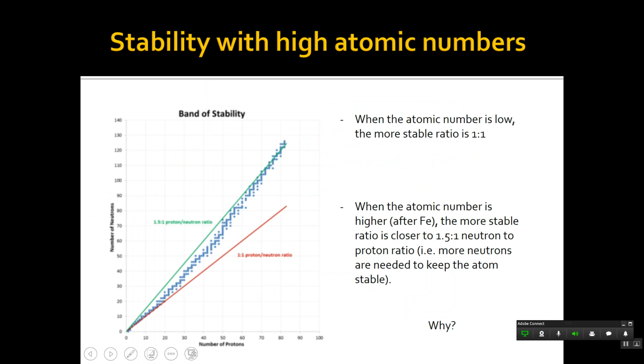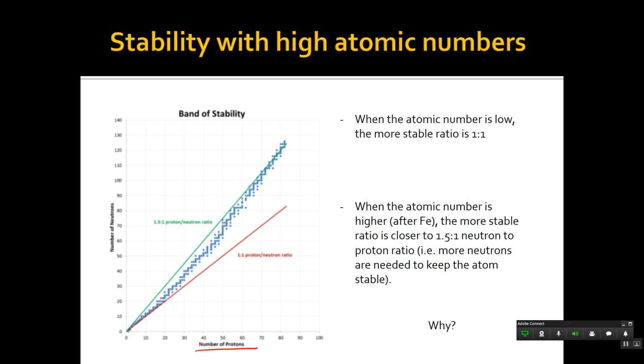Here we have something called a stability graph. What this is plotting is the likelihood of a certain isotope existing. On my x-axis, I have the number of protons. Number of protons determines what again? The atomic number of the element. And so, as I'm going to the right on my x-axis, I'm changing my element. As I'm going up on my y-axis, I'm changing the number of neutrons.